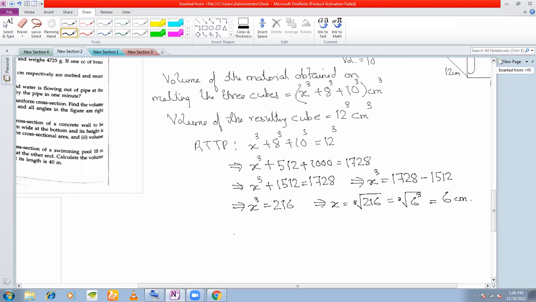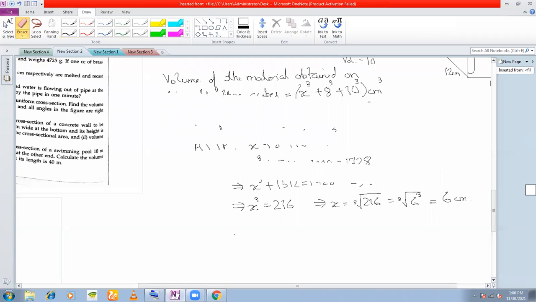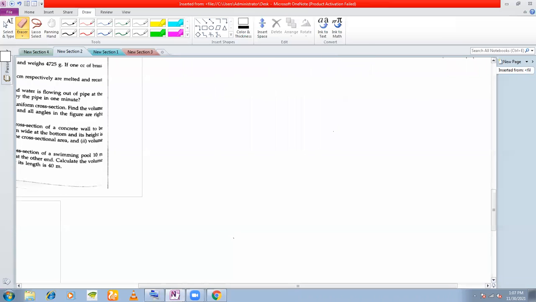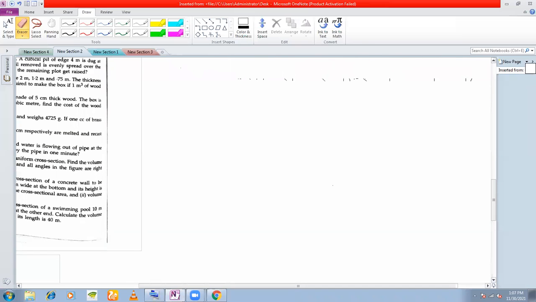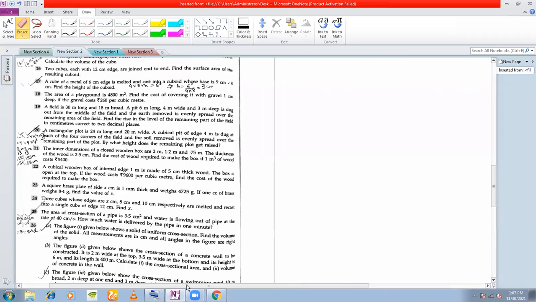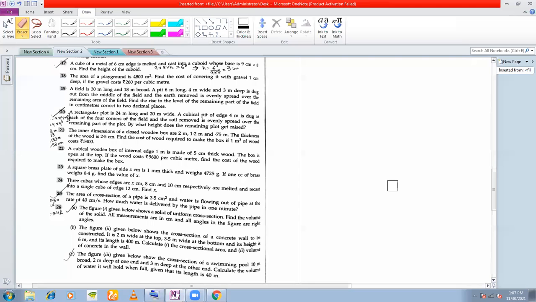Any question? No? Okay, sir. Now, number 25 requires a little bit of understanding. So I will first explain number 25 and then I will work out the sum in the next class. So try to understand the next sum first. Number 25 is the sum that I want to do.